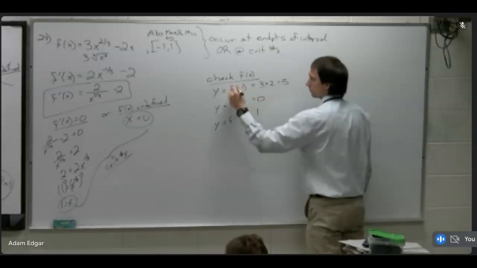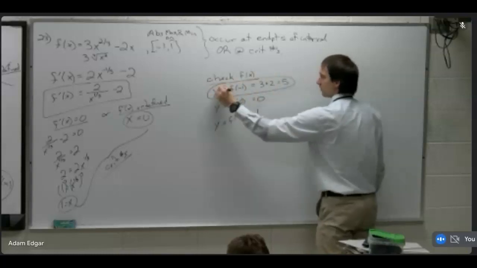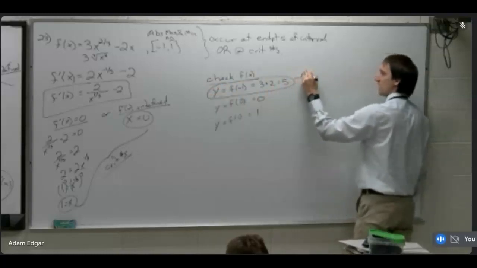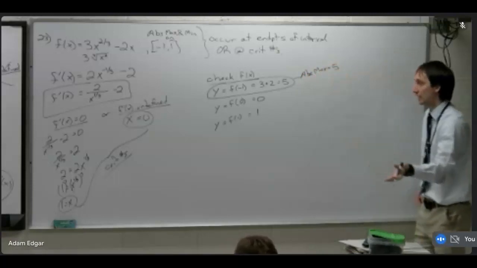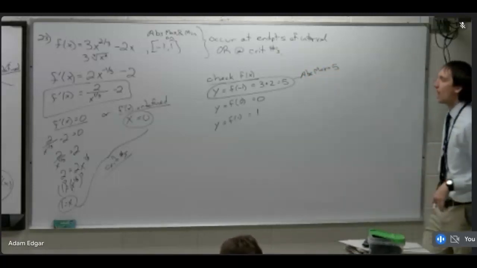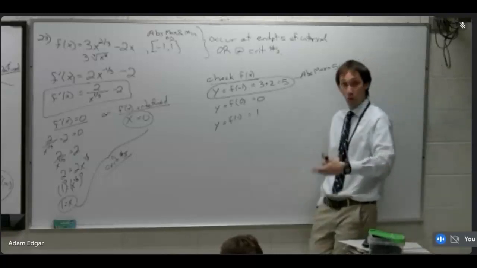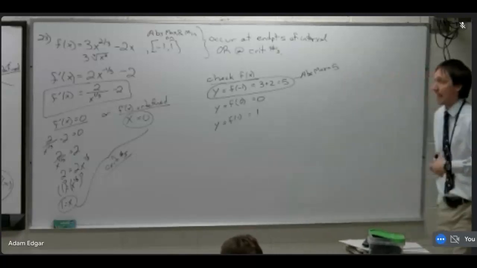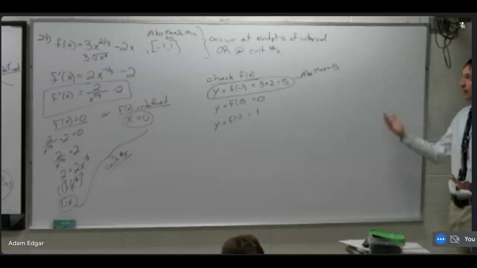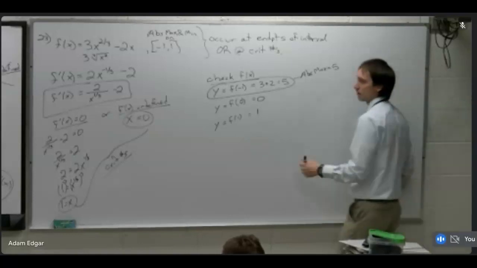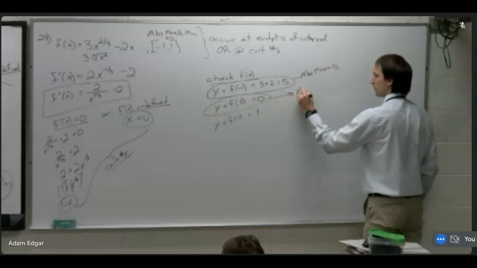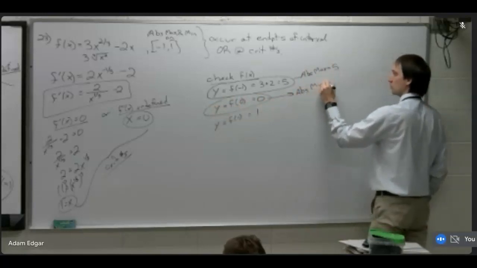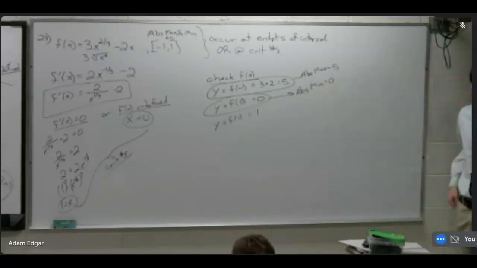So f of -1 is the absolute maximum. So here's your absolute max, because that's your biggest y value. Absolute max is 5. So the y coordinate is the max or the min. And the x coordinate kind of tells you where it happens. So the absolute max happens at x equals -1, and there is a max of 5. And the minimum is the smallest y, and that's 0 in this case. So you'd say, all right, your absolute minimum equals 0. And that happens at x equals 0.